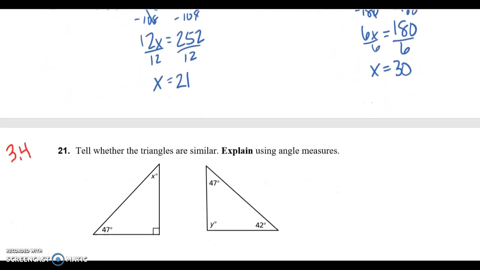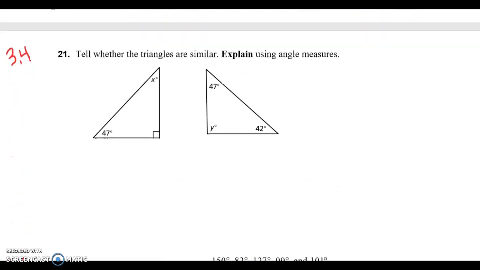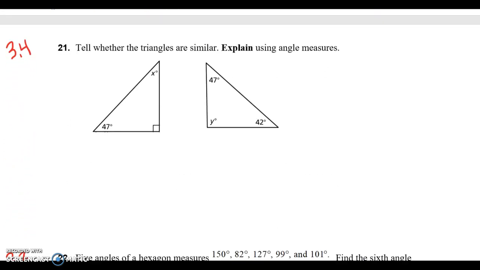Last page. Let's go pretty quickly. This one is from section 3.4. Tell whether the triangles are similar.